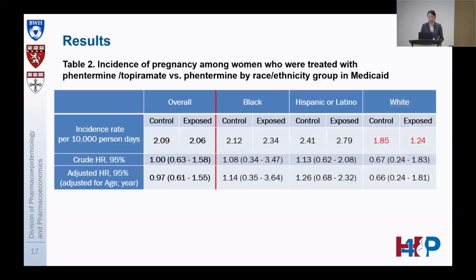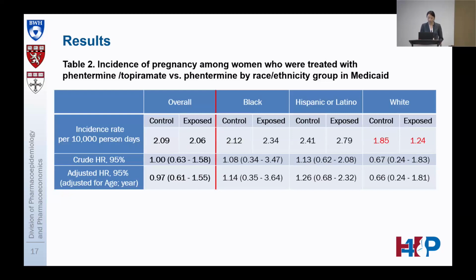But when we take a closer look into the white population, we observed within the phentermine group a pregnancy rate of 1.85, compared to the other two groups. We already observe a slightly lower pregnancy rate. And then in the exposed group, which is the phentermine topiramate group, we observed an even lower rate of pregnancy. This leads to a crude hazard ratio of 0.67 based on the point estimate, although we have limited sample size, leading to a relatively wide confidence interval here.